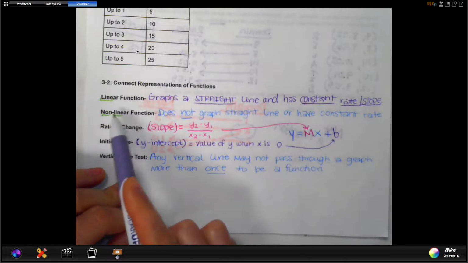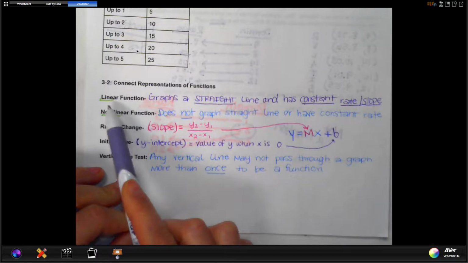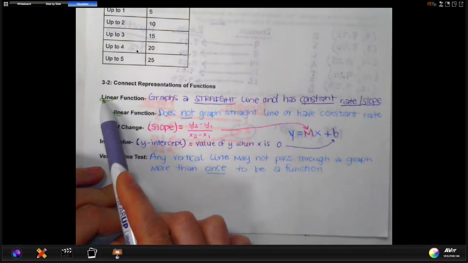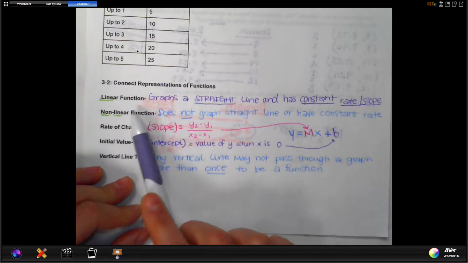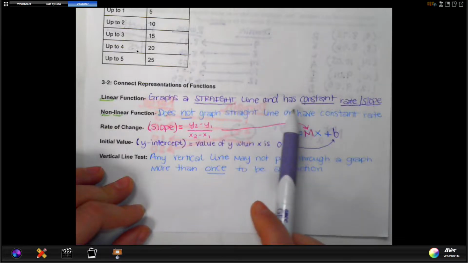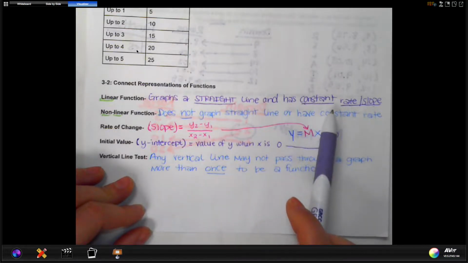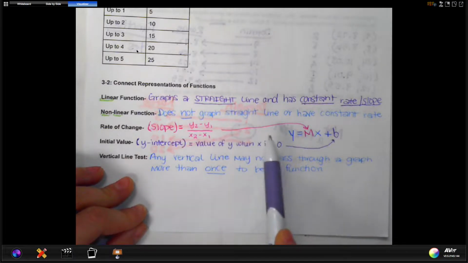Okay, so the first word is linear function that we need to have a definition for. Notice in this word there's the word line. And that's on purpose because linear function means that it will graph a straight line and has a constant rate or slope. Where nonlinear means does not graph a straight line or have a constant rate or slope.